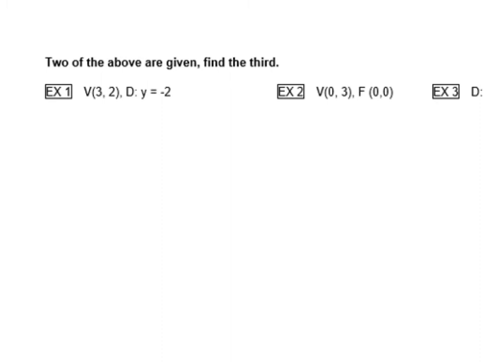So in example 1, they gave us the vertex and the directrix. Remember, the directrix is the line. The vertex is the point on the parabola. Your vertex is at 3, 2. So if I go over 3, up 2, this is the vertex right there. And I'm going to label that with a V. The directrix is y equals negative 2. So I'm going to go down 2. That's going to be a horizontal line down here at negative 2. That is the directrix.